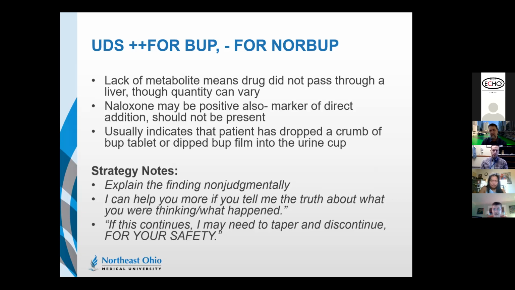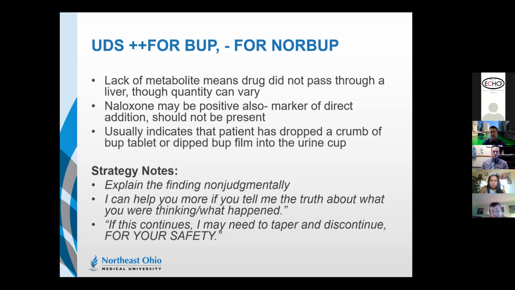This is the tampered test. There's a whole lot of buprenorphine. There's probably naloxone, but there are no metabolites. This means the drug did not pass through a liver. It just went directly into the urine. It usually means the person has, in some sort of desperation, tried to fake up their urine to look like they're using the buprenorphine when they haven't been.